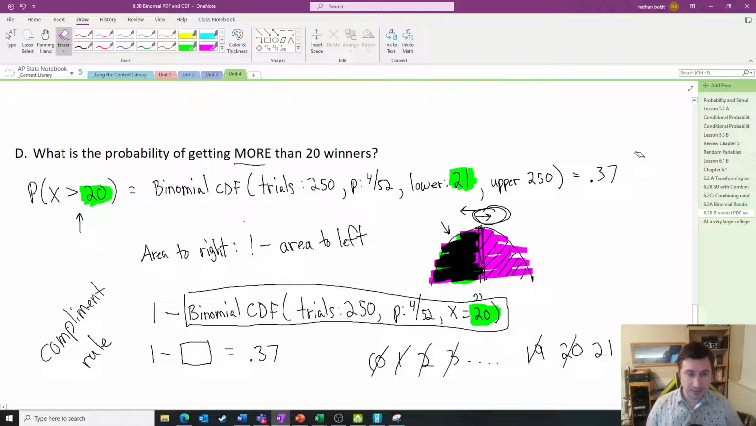Try the practice problems out in the book. Check them with the calculator. Maybe do a few by hand. I hope that helps.